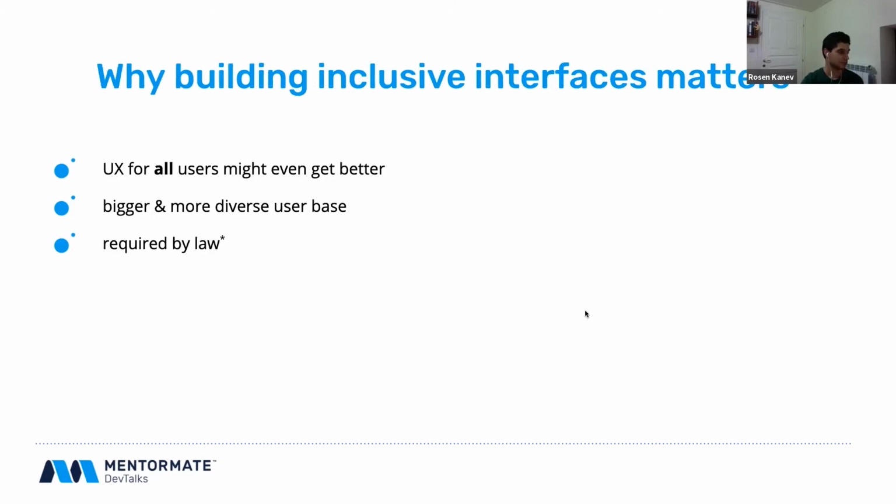And part of the examples already explain why building inclusive interfaces matters, but I also list these three. First of all, UX, or the user experience for all users, might even get better. This isn't just a theoretical speculation. This is something that I've seen probably in 60 or 70% of the projects I've been working on.